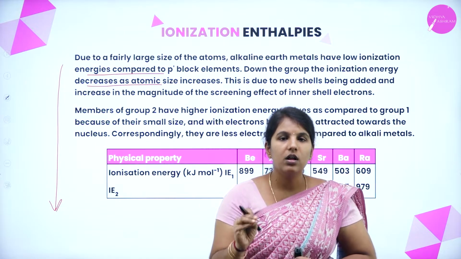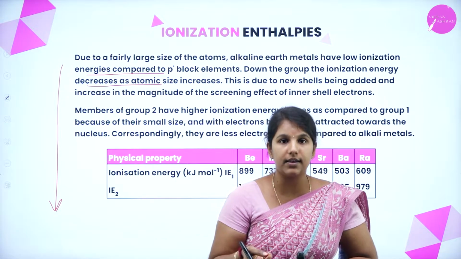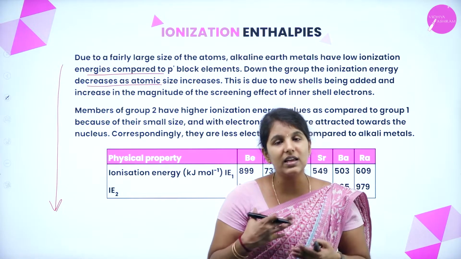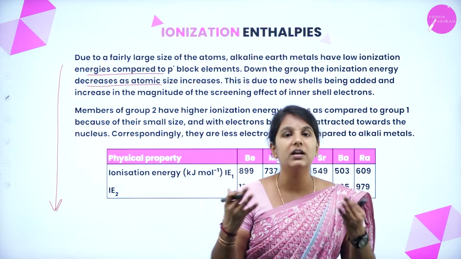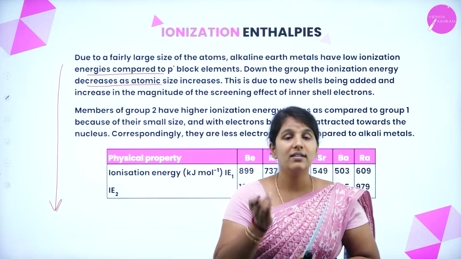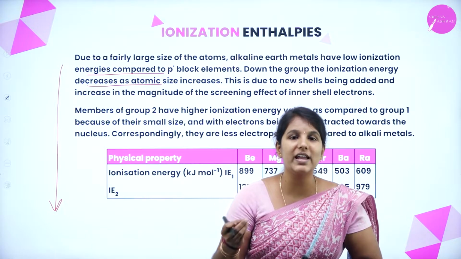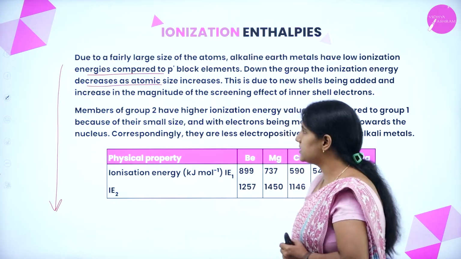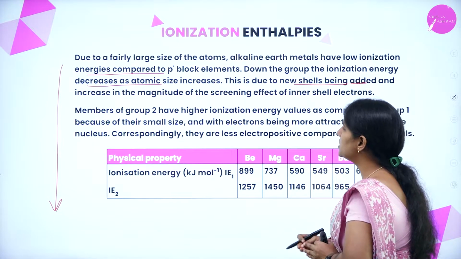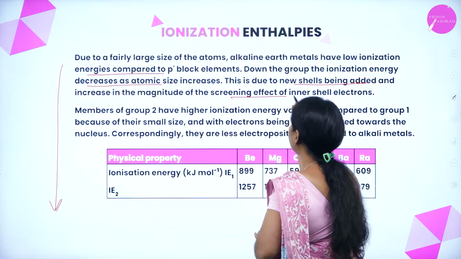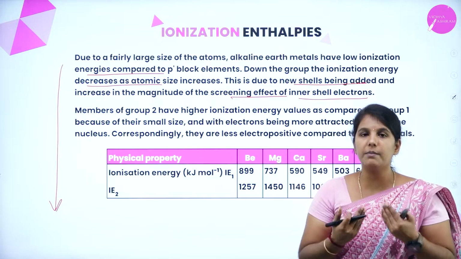Is it right? So, as we move down the group, we have understood that the atomic number increases. That is why it is easier to remove the 2 electrons as well as the next electron, which is present in a different shell. That is why the ionization energy decreases as we move down the group, due to the increase in atomic size. This is due to the new shell being added, which increases the magnitude of the screening effect of the inner shells. As we move down the group, what will happen to the number of shells?